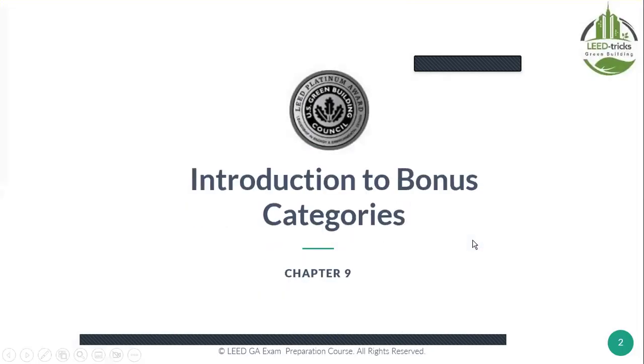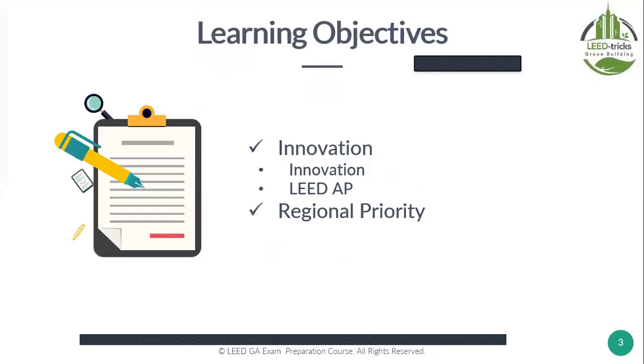Chapter 9, bonus categories. We have two bonus categories, innovation and regional priority. Category innovation has 2 credits. Regional priority is only 1 credit. So this is a very small category.